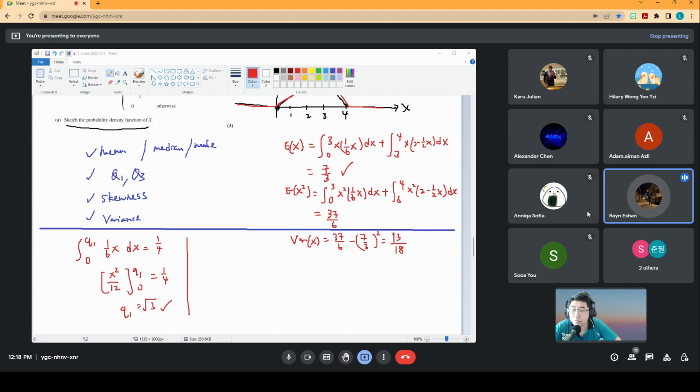For Q2, can you use the same equation as Q1, but equal to half instead of 1 over 4? Correct? And then you get root of 6. So for the median, integrate 0 to the median of 1 over 6x dx equals 1 over 2. So you have x squared over 12 from 0 to the median equals 1 over 2. So the median equals the square root of 6. Yes.